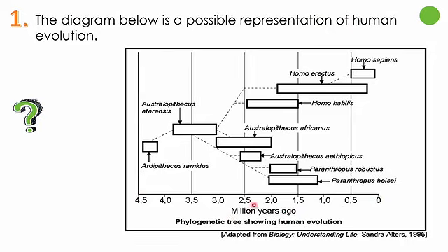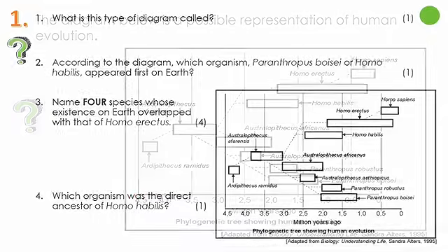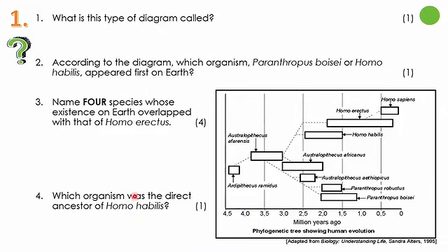This is way back in time, and this is more recent in time. And if you were unsure, go and look for the Homo sapiens, and then you would know, okay, this is recent, this is back in time. Okay, now the first question that they ask is, what is this type of diagram called? And that, as we've mentioned, is a phylogenetic tree.